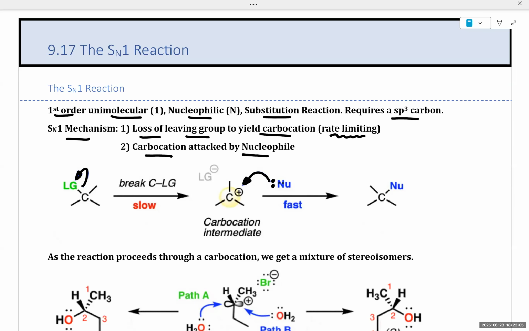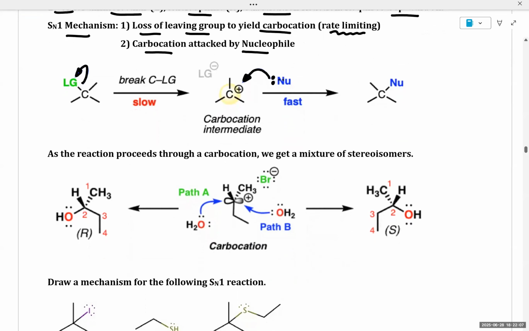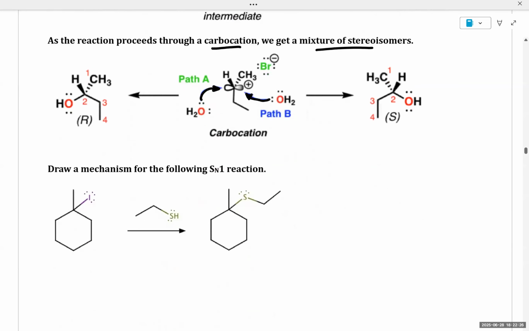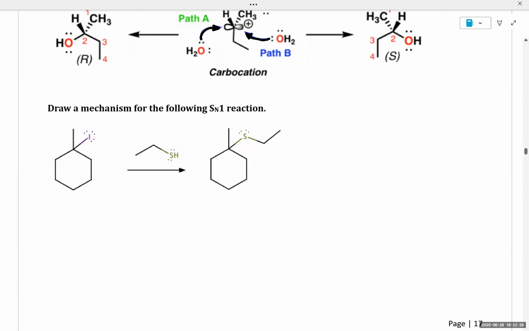Now, because we go through a carbocation, we inherit all of the problems with carbocations. Because the reaction proceeds through a carbocation, we observe a mixture of stereoisomers, because the carbocation can be attacked by the nucleophile from either face. So, with this in mind, let's try to draw a mechanism for the following SN1 reaction.